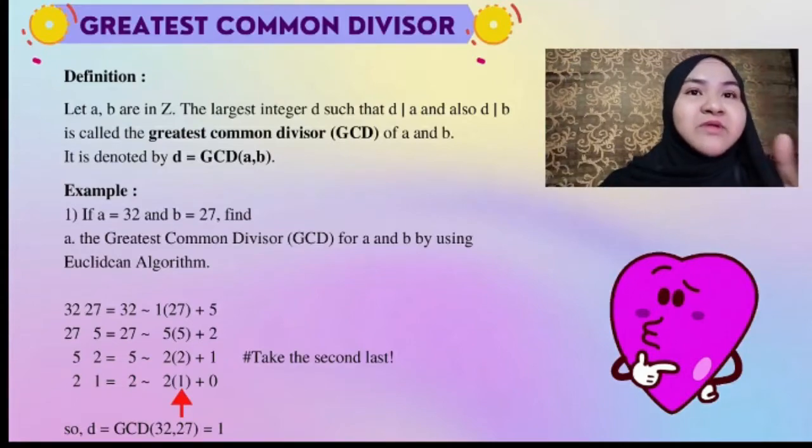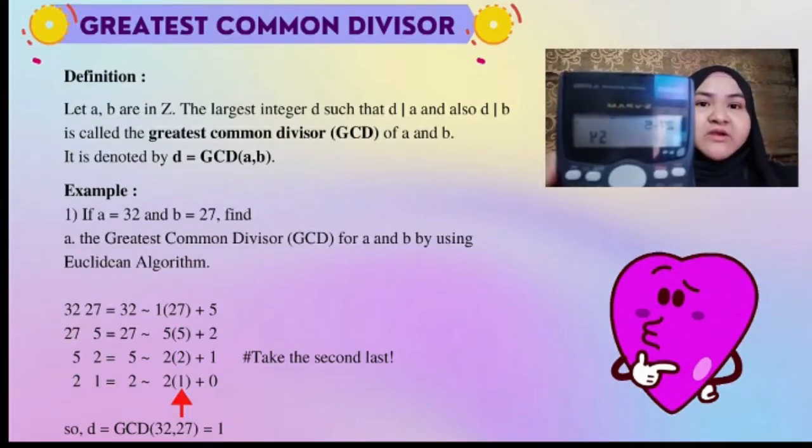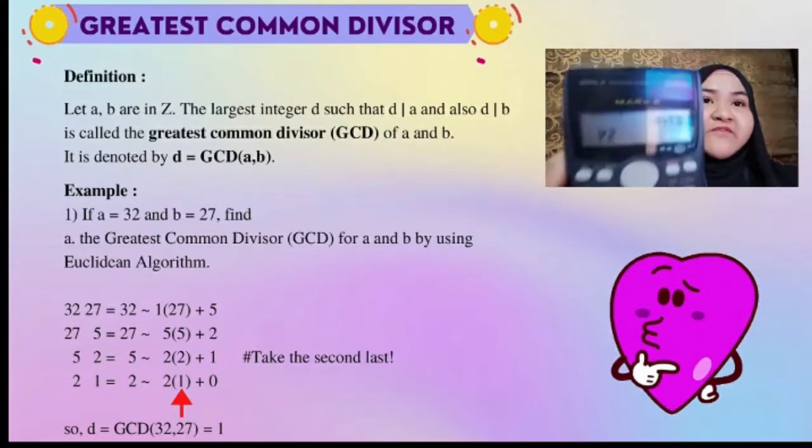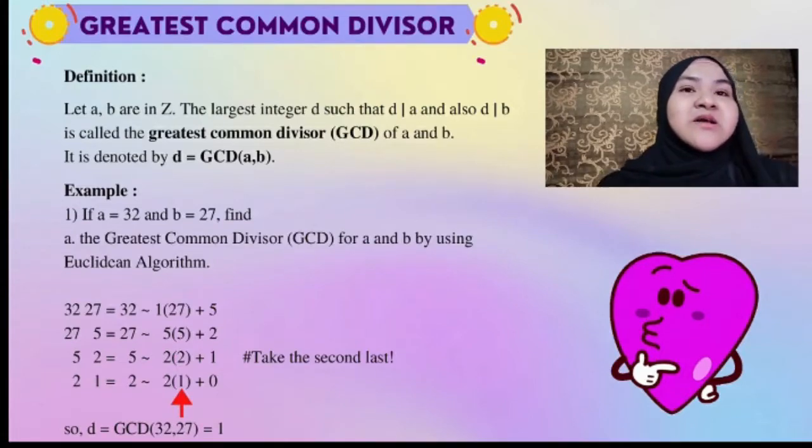From here, we move to the 27 and repeat the same process as before. 27 divided by 5, we get 5.4, and just take the value of 5. 5 times 5 is 25, and 27 minus 25, we get the remainder 2. Until we get the final result of D equal to GCD(32, 27) equal to 1.